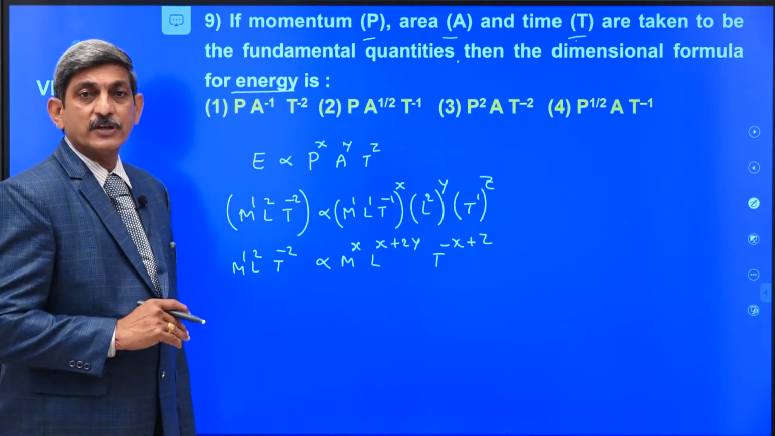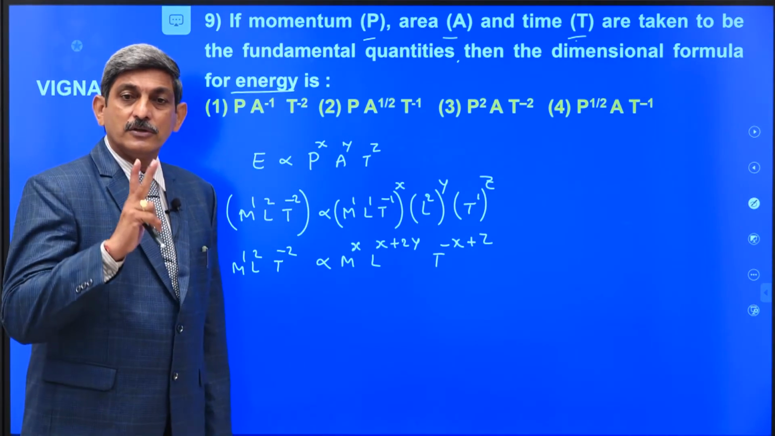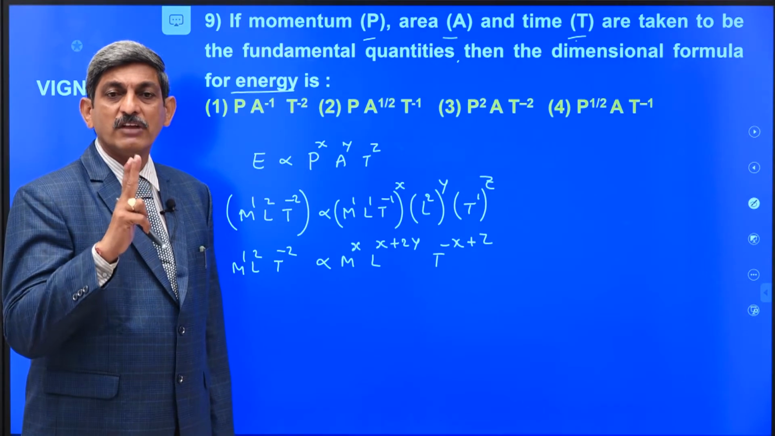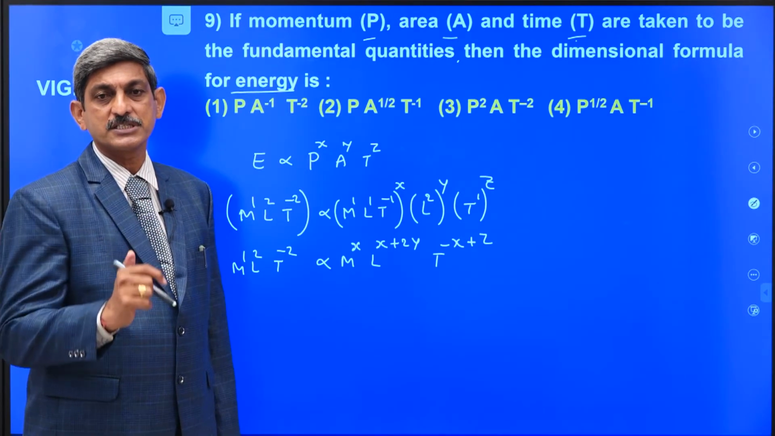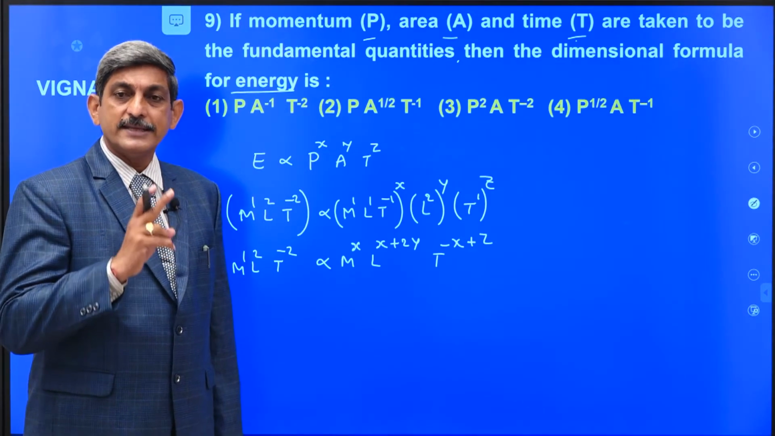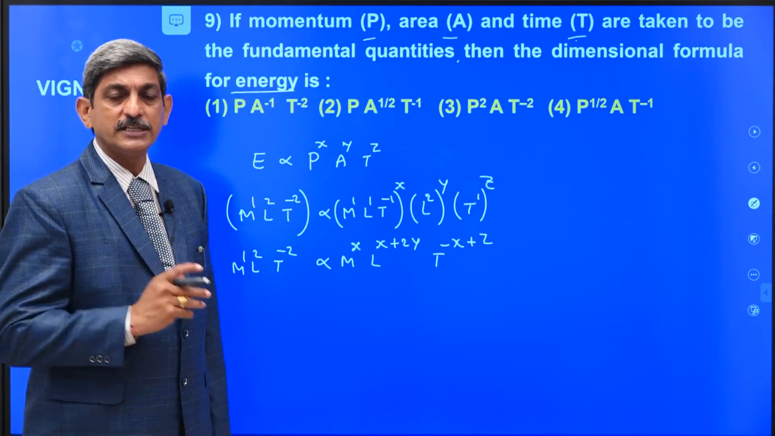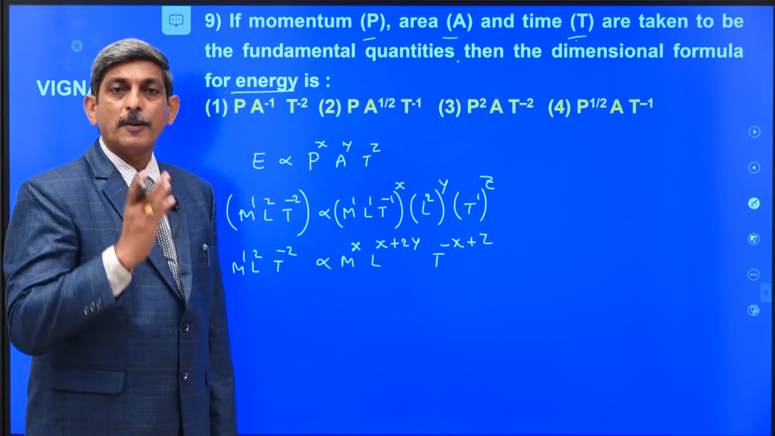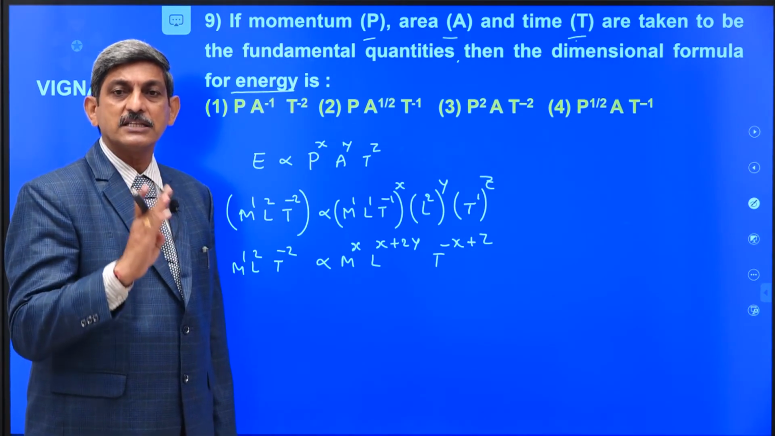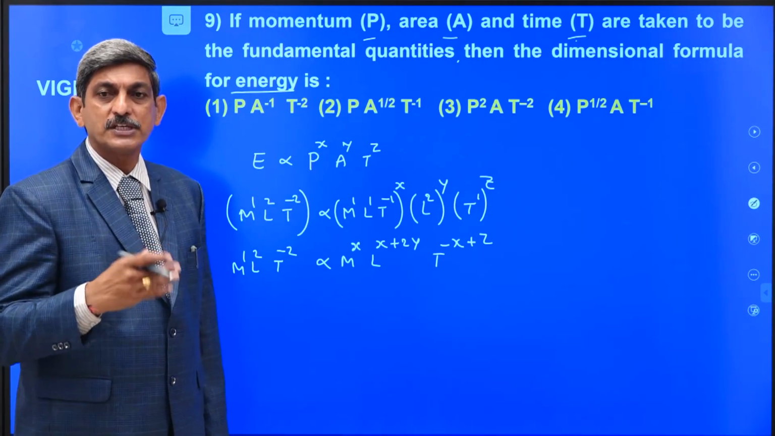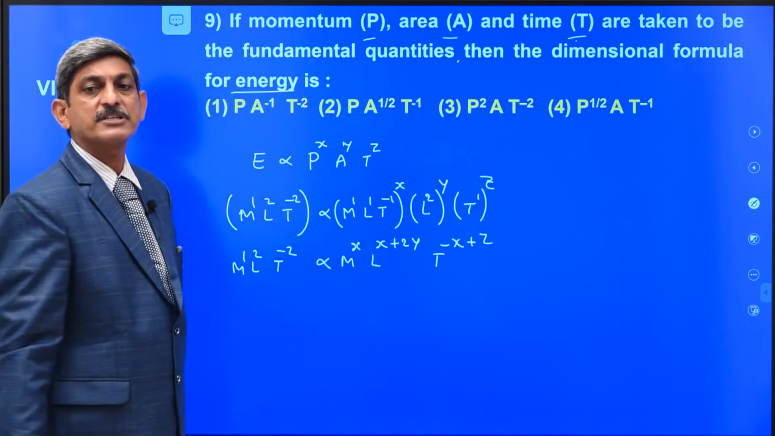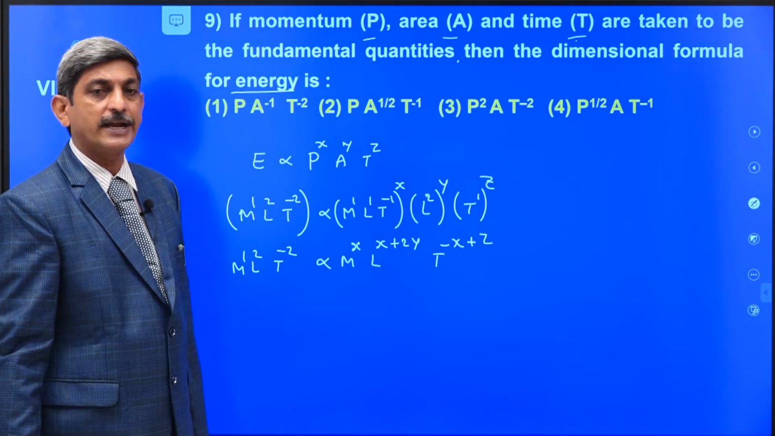According to the principle of homogeneity, two terms can be added or subtracted only when they have the same units and dimensions. Similarly, the left hand side and the right hand side of the equation must have the same units and the same dimensions. So using that principle, I am going to equate the powers of the similar bases on the left hand side and the right hand side.